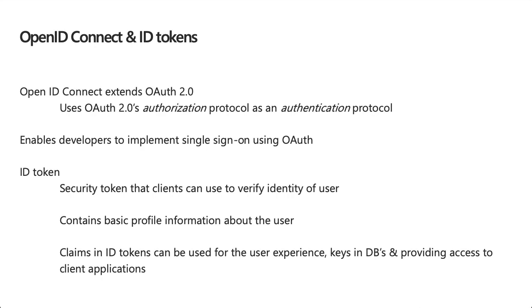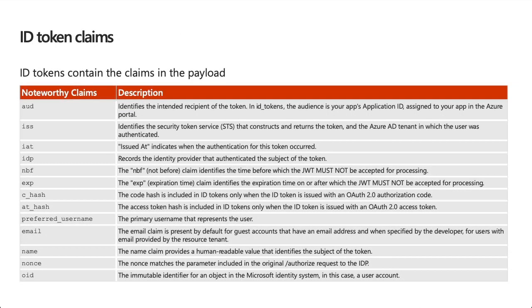The header and the signature are used to verify the authenticity of the token, while the payload contains the information about the user requested by your client. This slide is showing a list of all of the noteworthy claims that are included within an ID token that you can take advantage of as a developer within your application.